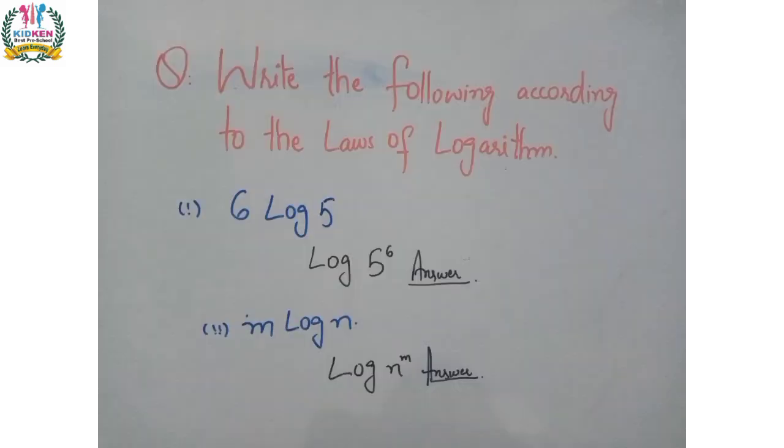Next question is write the following according to the laws of logarithm. Number 1 is 6 log 5. According to the laws of logarithm, you can write this as log 5 power 6. Next question is m log n. With the help of these laws, you can write it as log n power m.